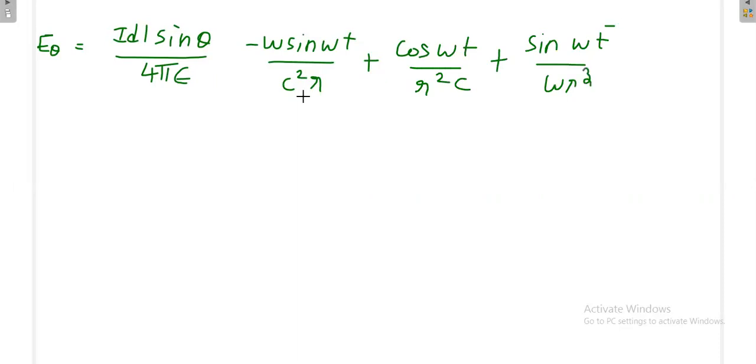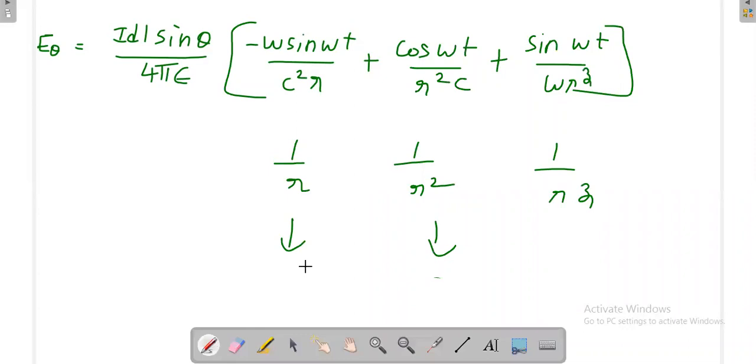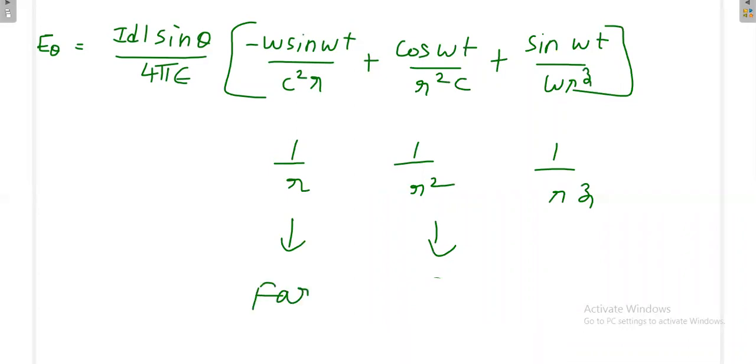So from this, what is important? This depends on 1 by r. This is 1 by r square. This is 1 by r cube. So this is near field. Sorry, I wrote wrongly. Whenever 1 by r comes, that is far field. This is far field. This is near field. This is also near field. This is also near field.